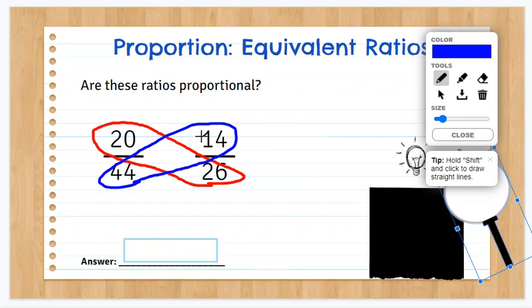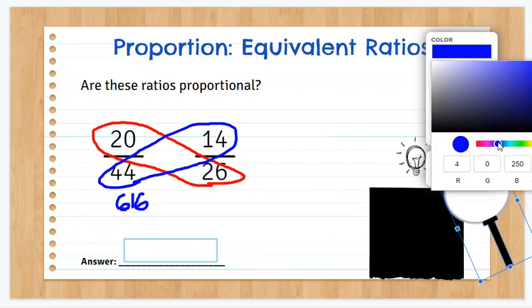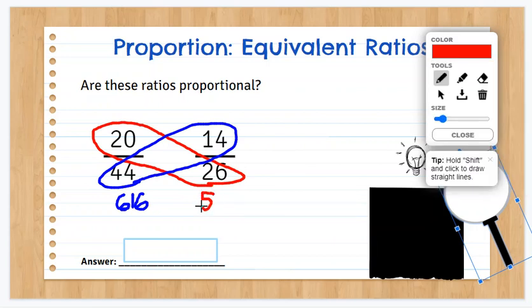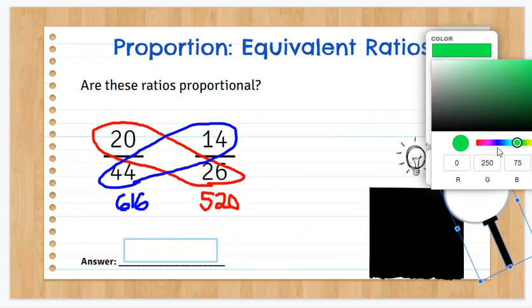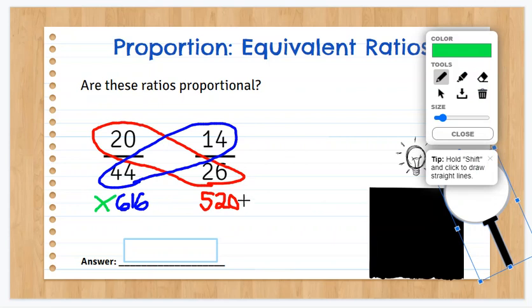When I multiply 44 times 14, I get 616. When I multiply 20 times 26, that is going to be equal to 520. These numbers are not equal, so since the numbers are not equal to each other, I know that these ratios are not proportional.